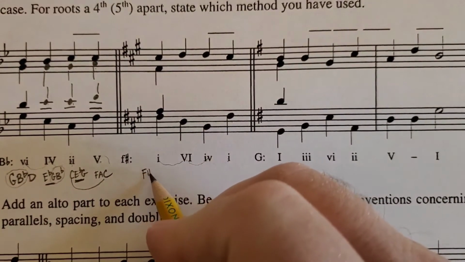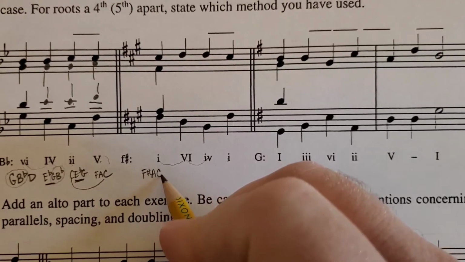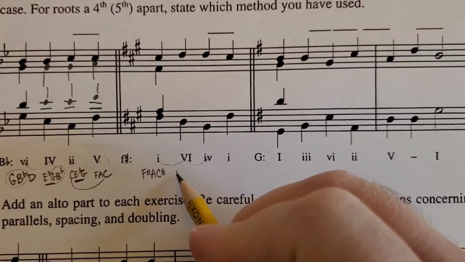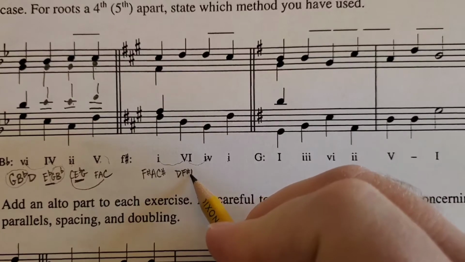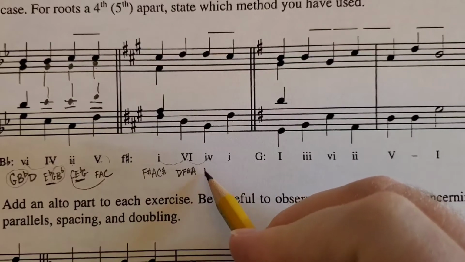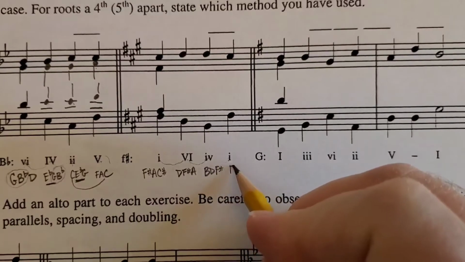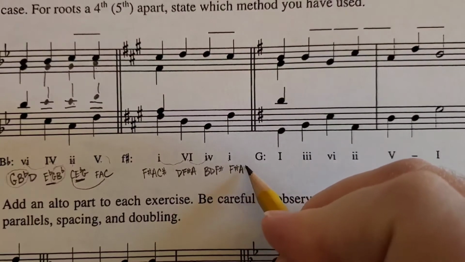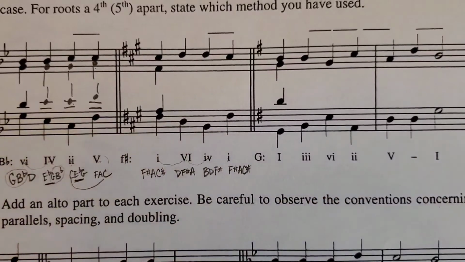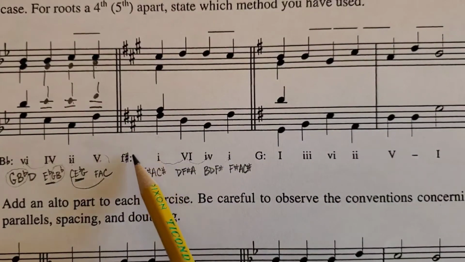So here are the notes in the chords in F sharp minor. It's going to be D, F sharp, A, B, D, F sharp, and F sharp, A, C sharp. Don't forget to include the appropriate accidentals. All Fs and Cs and Gs are sharp in this key.